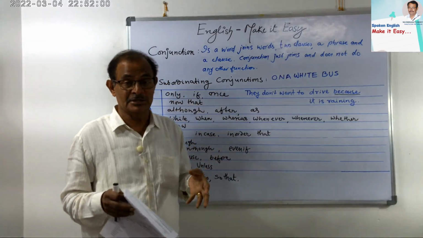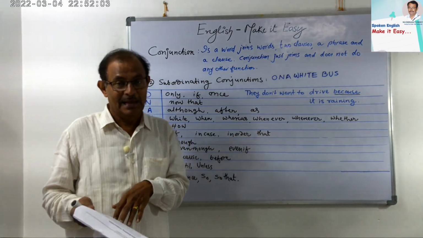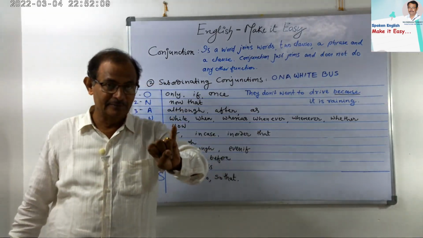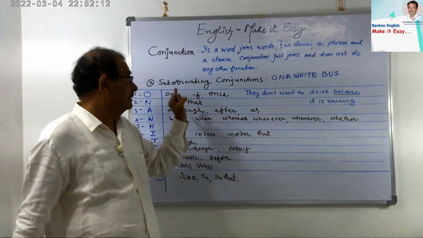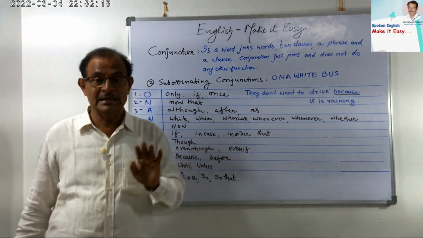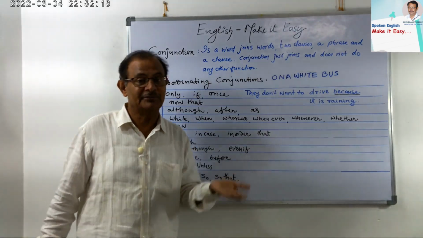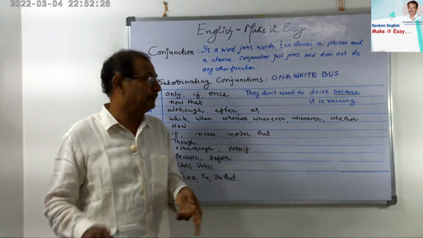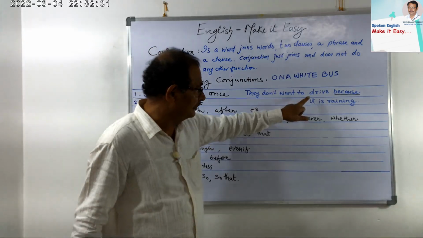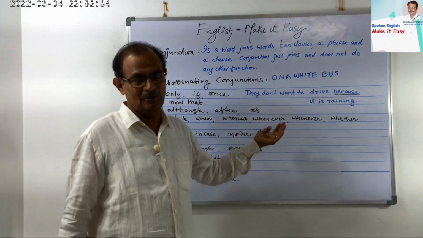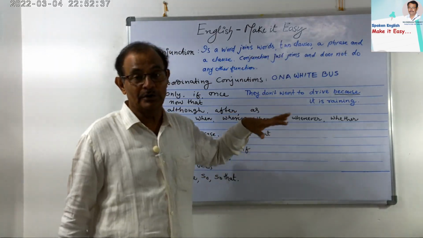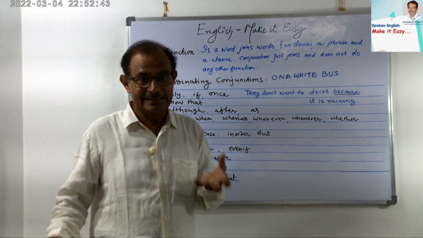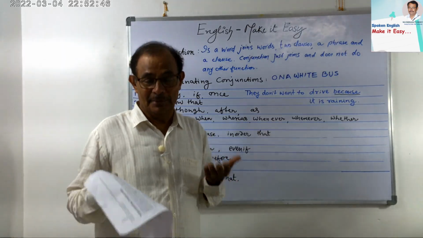With subordinating conjunctions, we add another clause, and the second clause is dependent on the first clause. The first clause is the independent clause, plus the subordinating conjunction, plus the second clause. The second clause is a dependent clause on the first clause. So let us examine one sentence so that you can clearly understand the concept. See here, they don't want to drive. This is simple present only. They is plural, that's why we have taken don't. They don't want to drive because. Why? What is the reason? It simply tells the relation of cause.